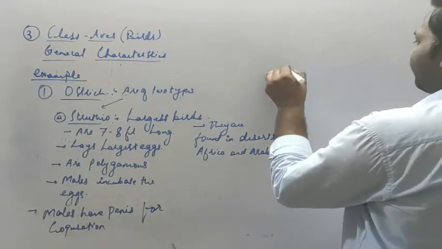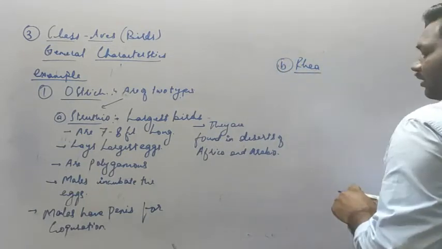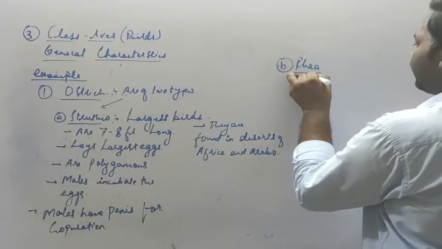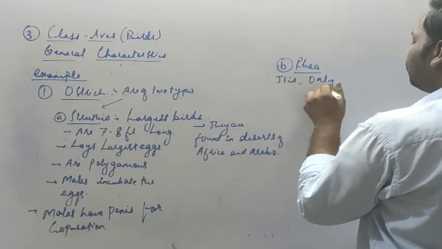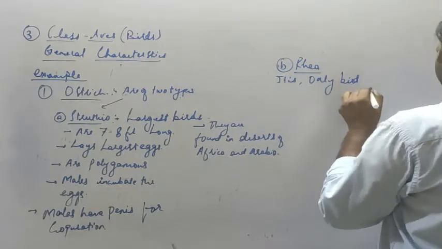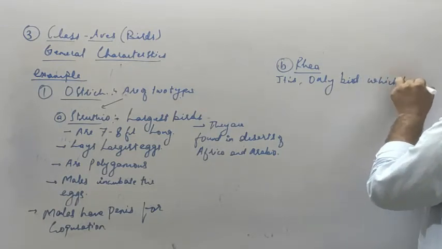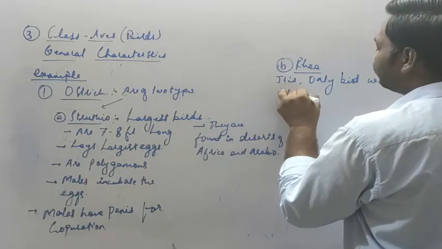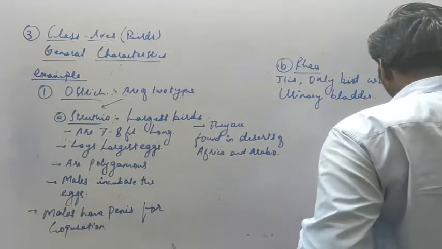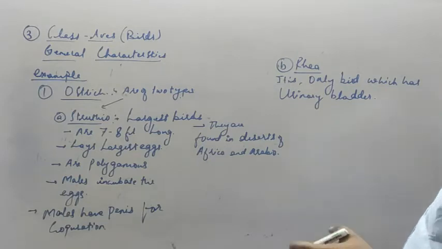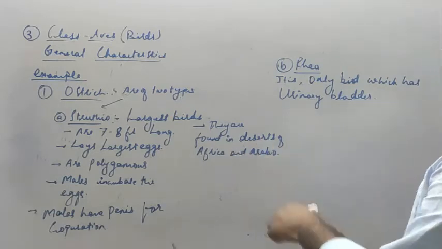The next, another type of ostrich was the rhea. It is the only bird which has a urinary bladder. And they are commonly found all over the world. So generally this Struthio type, they are found in the deserts of Africa and Arabia. So this is about the ostrich.